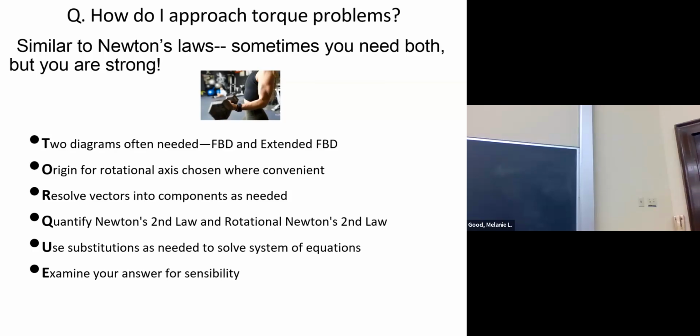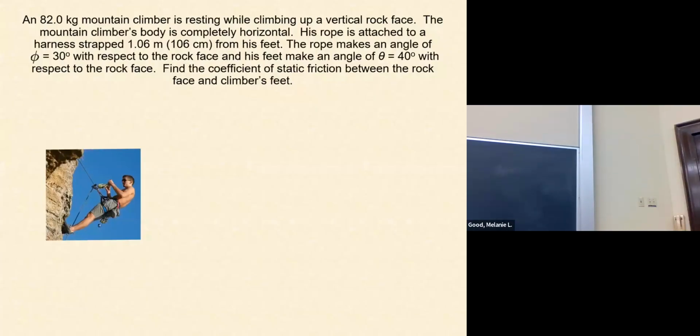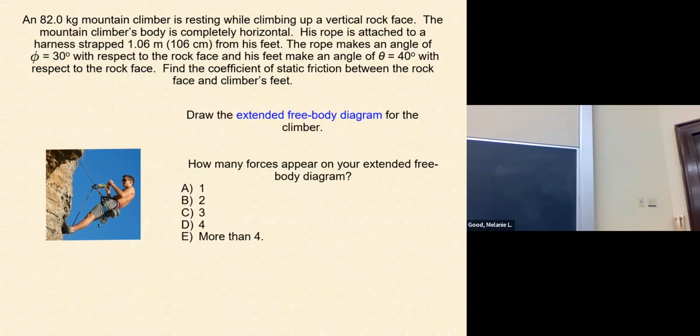And you'll have to bear with me that the formatting on these slides sort of went to pot here. So I'm going to try to get it working for you. We're going to consider that climber that we just saw on the title slide. And we're going to start by drawing both a free body diagram and an extended free body diagram for this climber. But before we do that, how many forces do I need to include?